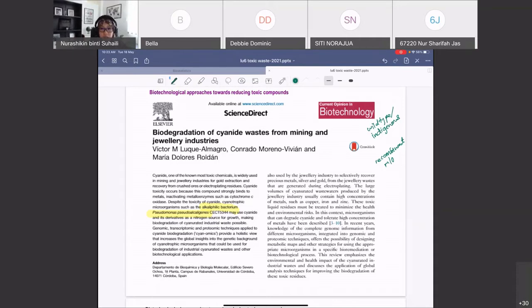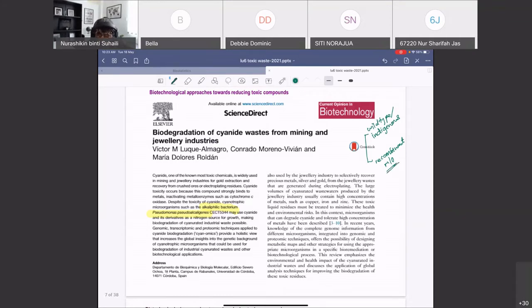So it means that the performance of the recombinant microorganism in degrading the toxic materials will be better than the natural or wild type organisms. Okay, so that's the difference. But it can happen in both ways, using indigenous or wild type organisms or recombinant microorganisms.